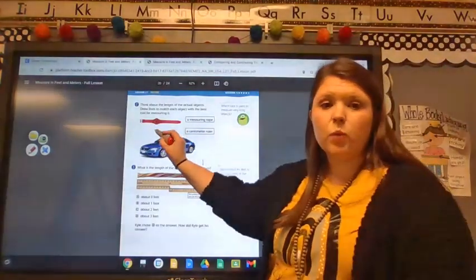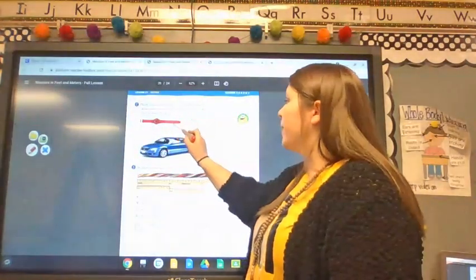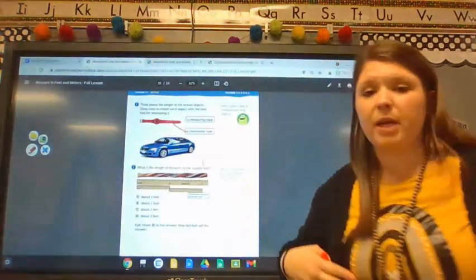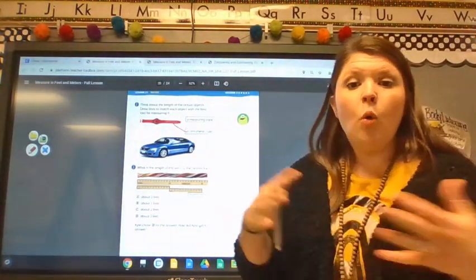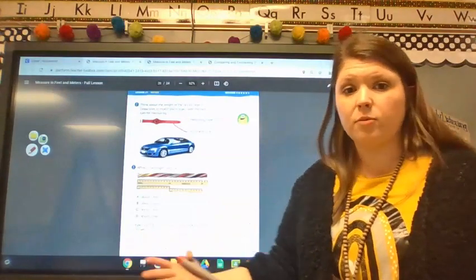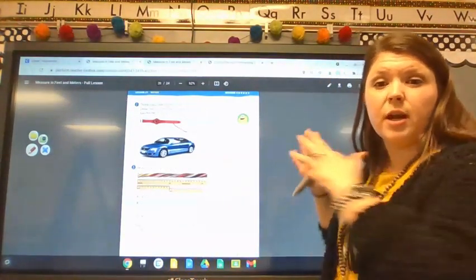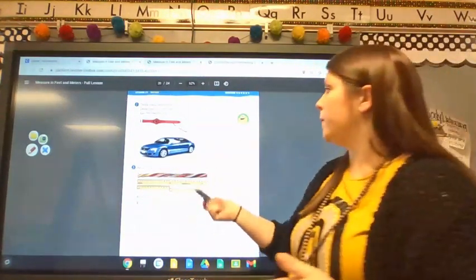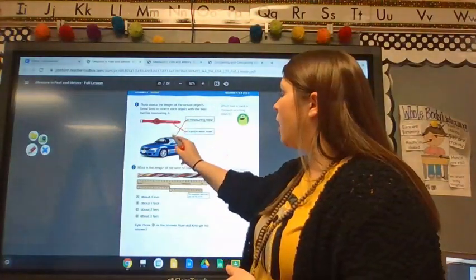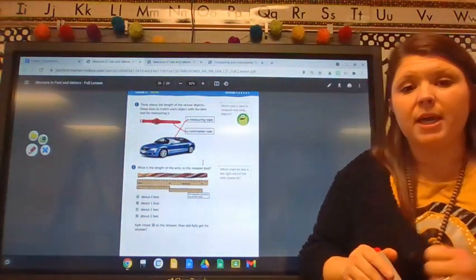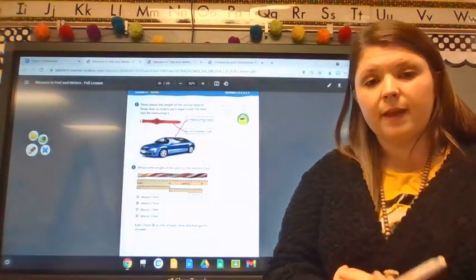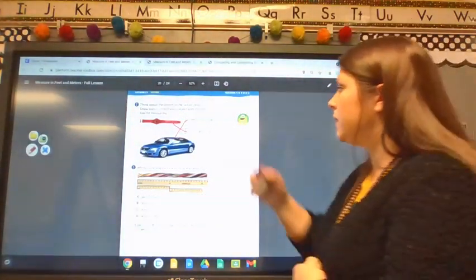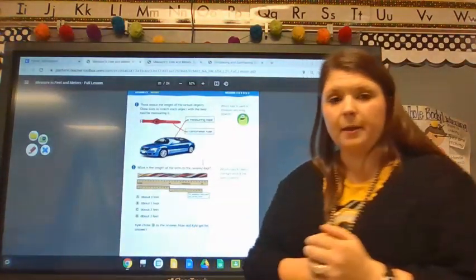So the watch would be better measured with a centimeter ruler because it is a smaller object. Remember, our buddy hint asked us, what would we use to measure very long objects? Remember, we talked about that yesterday with measuring my board, what tool we would use. So when we're measuring very long objects, we use a measuring tape. So the most appropriate tool to measure the length of the car would be the measuring tape, okay?